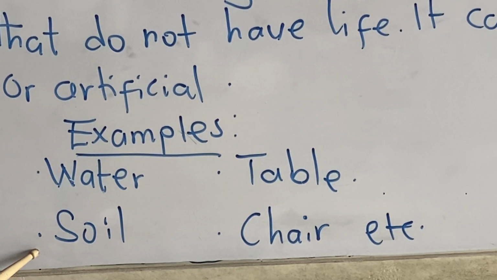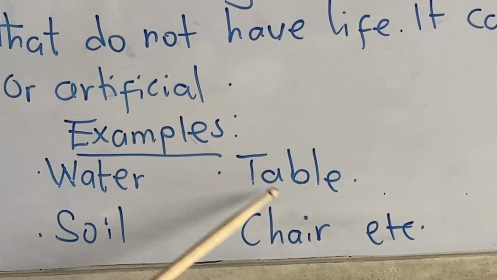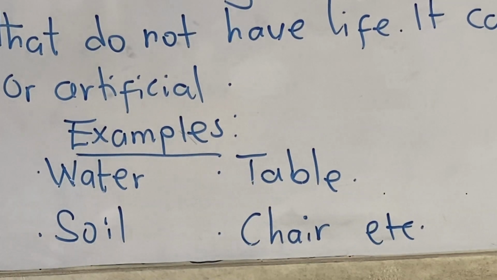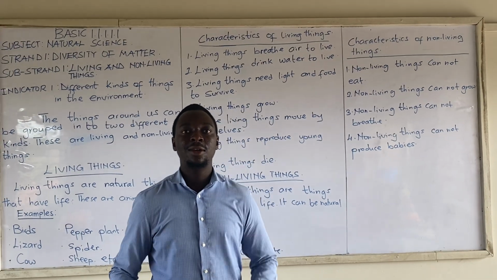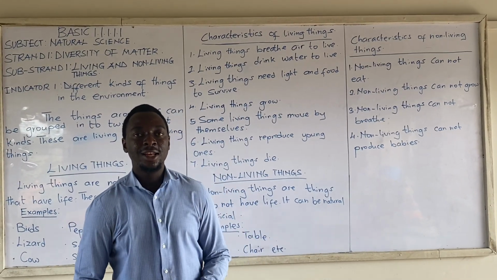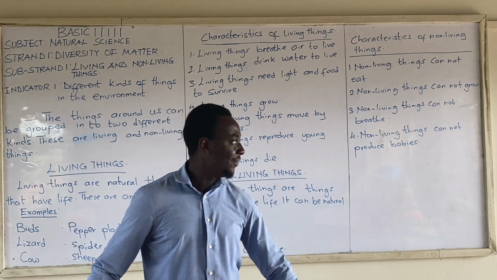2, we have soil. Soil is a natural material and it is a non-living thing. We have table. We have chair, etc. There are a lot of non-living things. The marker I'm using is a non-living thing. My shirt is a non-living thing. Let's look at some of the characteristics of non-living things.